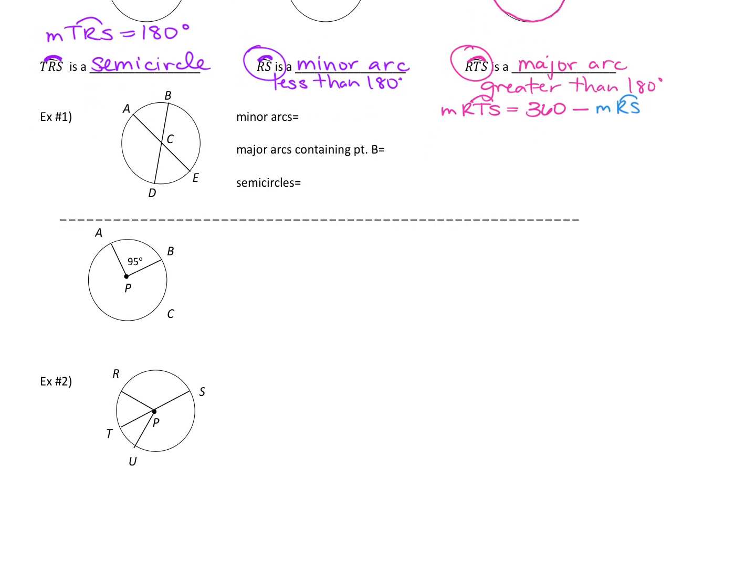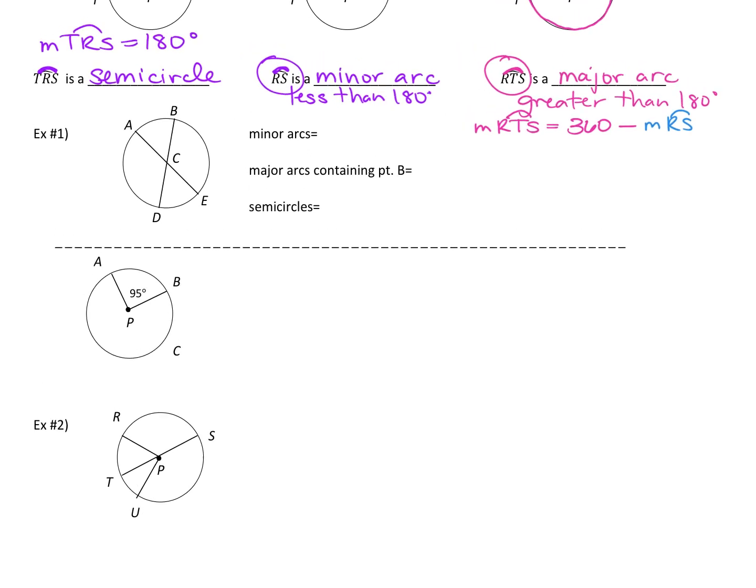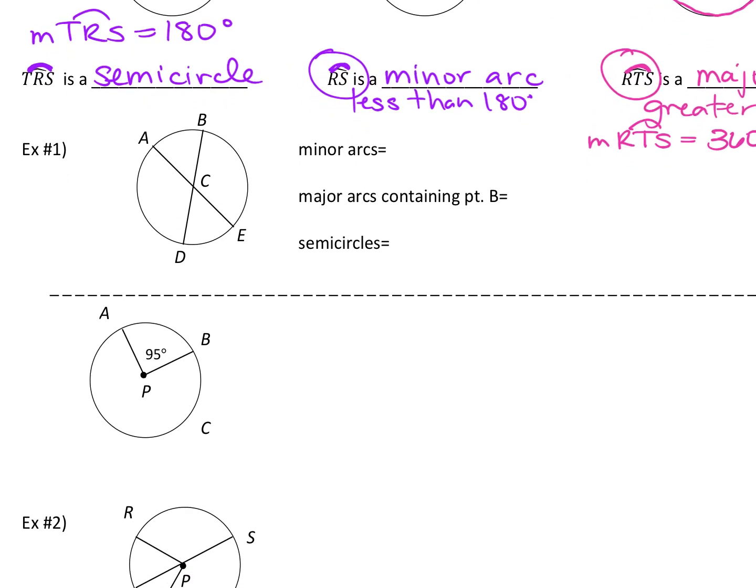Okay, so example 1 here. We're just going to name some of these arcs, and we don't have to name every single one. We'll name a few. If you look at this picture, can anyone tell me a minor arc? AB. London, were you going to give me one? BE, okay. So AB would be a minor arc. BE is a minor arc. Notice they both only gave me 2 letters, right? That is a minor arc.